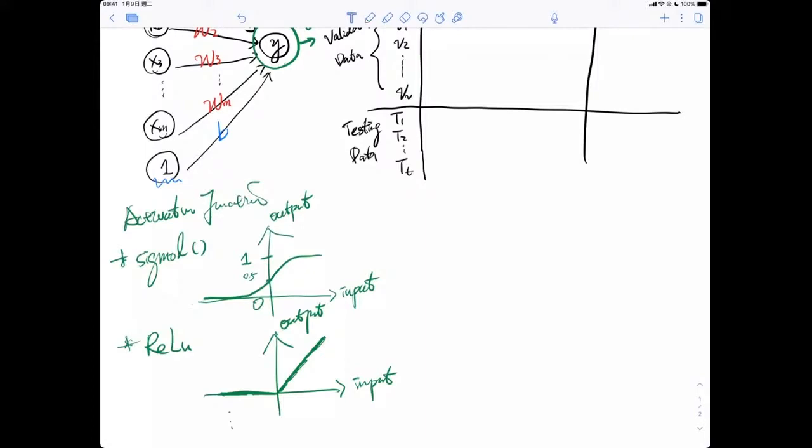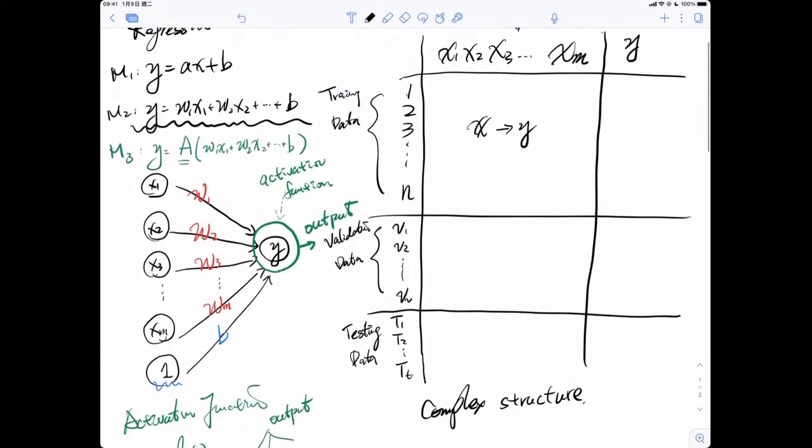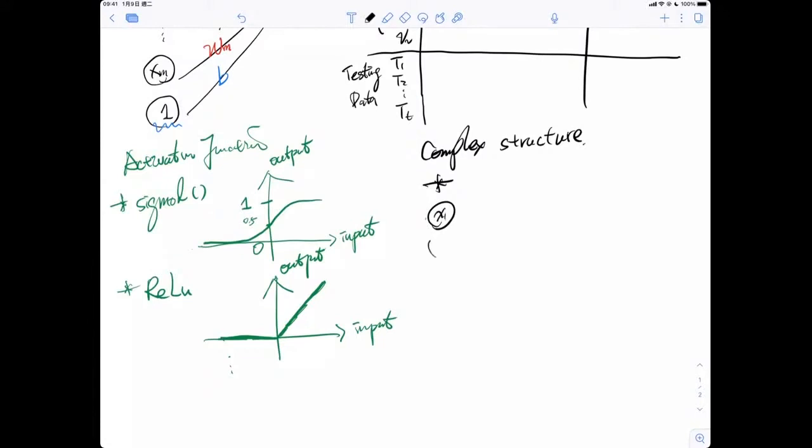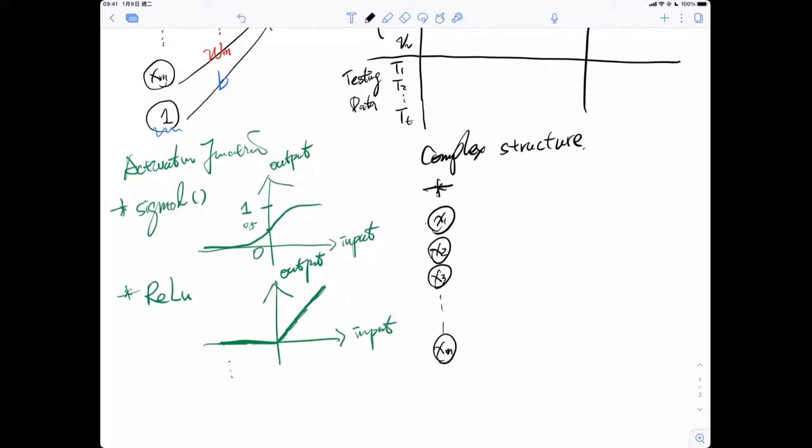So the next one, complex structure. As we can see, M2 or M3. Okay, we can draw this figure, right? X1 and Y. But usually, when we design a neural network model, we do it this way. We have different input values from your data set. We just ignore B, which is convenient. And we have a Y right here.